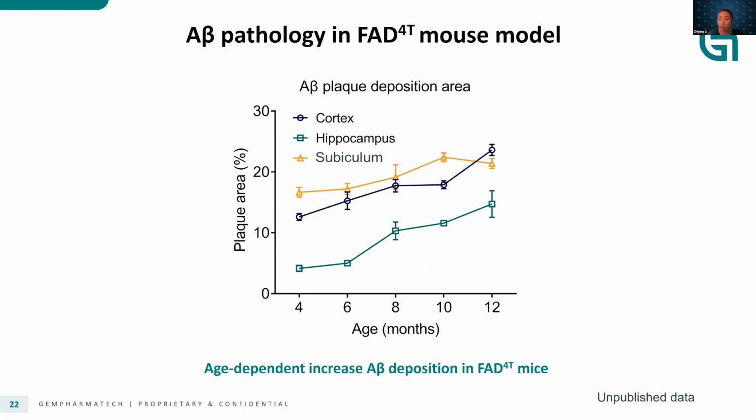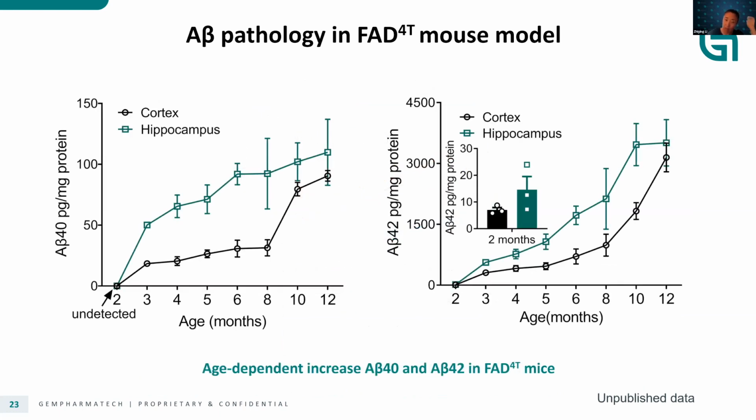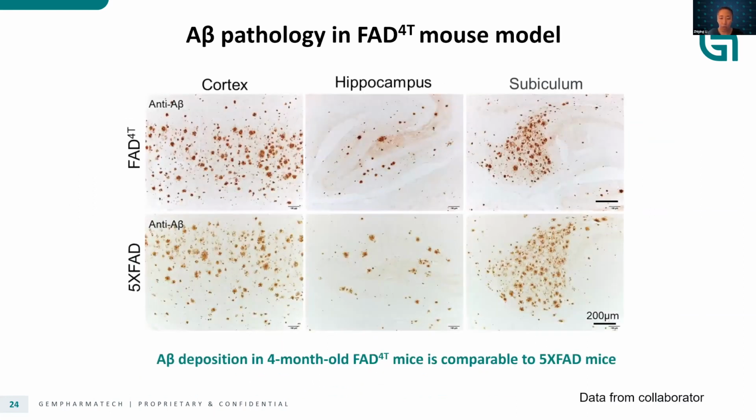Here is a quantification of the plaque by the area of each one of them. And in terms of A-beta-40 and A-beta-42 accumulation, these are the quantification of the protein from cortical regions as well as hippocampal regions. As you can see, either one of those also follows an age-dependent increase. And finally, our collaborator did a comparison between our mice, the FAD4T, versus the most popular strain, 5X-FAD. At 4 months of age, what we see is that the beta accumulation between the two strains is very comparable.